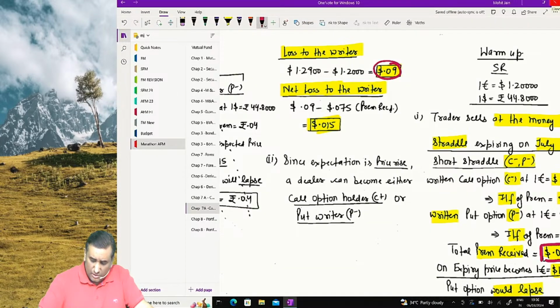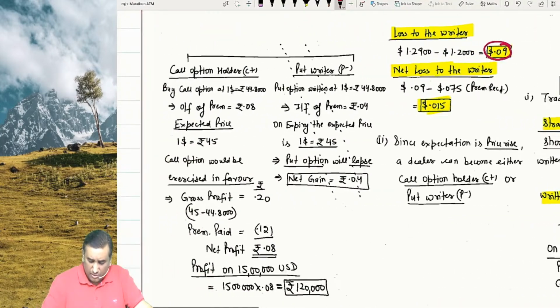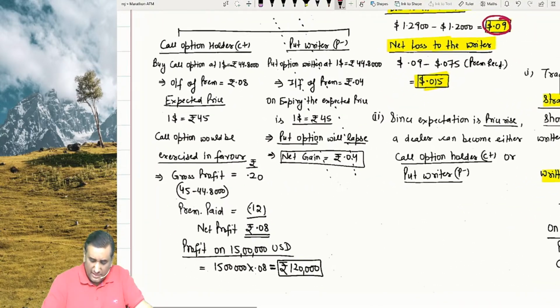So he told the trader can do anything. He can become a holder. Who stops him? Now look at the way I write the answer. Since expectation is price rise, a dealer can become either a call option holder or put writer. Can become any one of them.